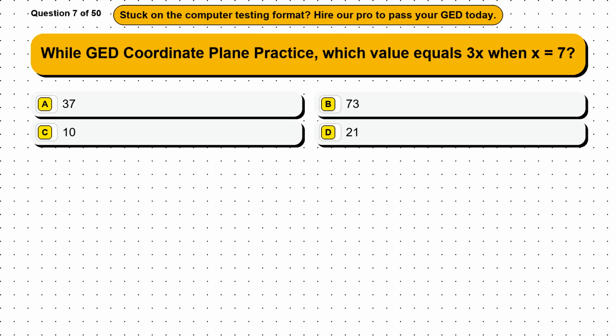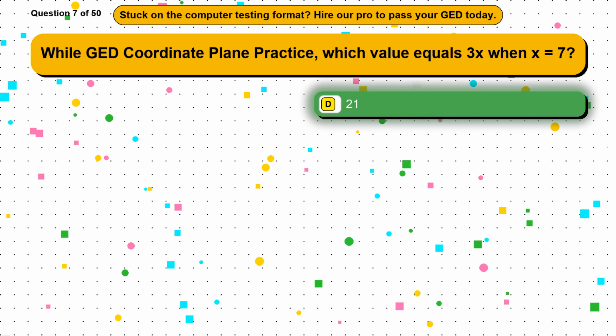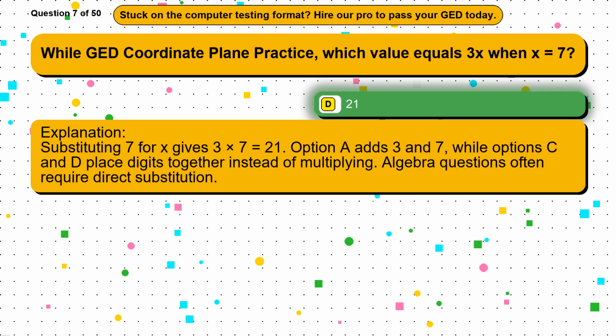Question 7. While GED Coordinate Plane Practice, which value equals 3x when x equals 7? Option A, 37. Option B, 73. Option C, 10. Option D, 21. The correct answer is option D, 21. Substituting 7 for x gives 3 times 7 equals 21. Option C adds 3 and 7, while options A and B place digits together instead of multiplying. Algebra questions often require direct substitution.